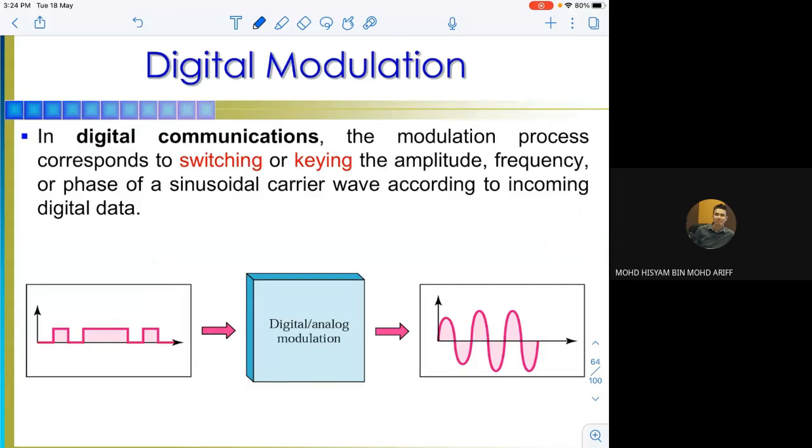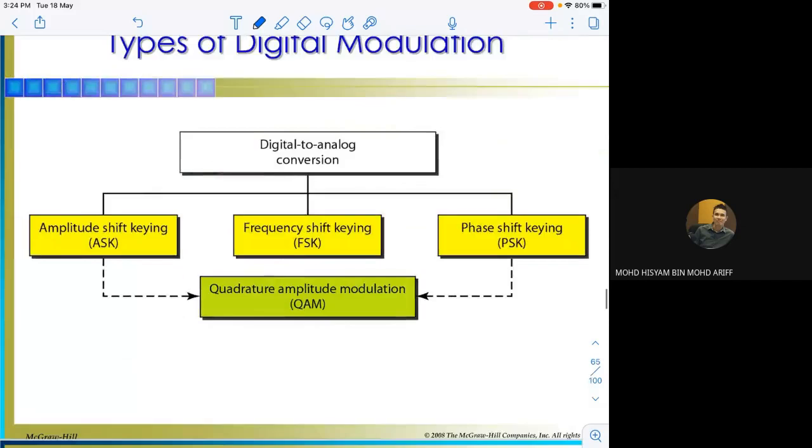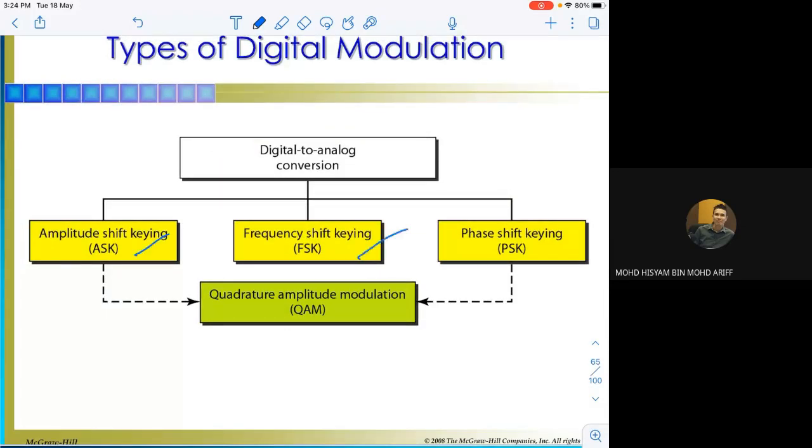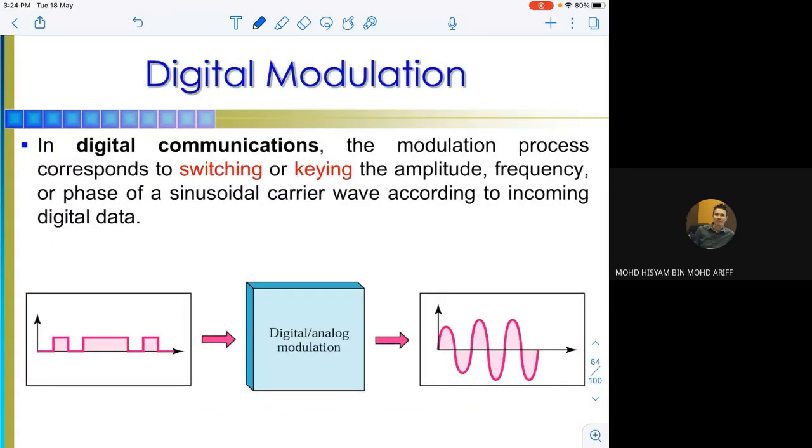Digital modulation. This one we go to ASK, FSK, PSK. Okay, similar. This chapter also needs you to draw. In digital communication, the modulation process corresponds to switching or keying the amplitude, frequency or phase of a sinusoidal carrier wave according to incoming digital data.